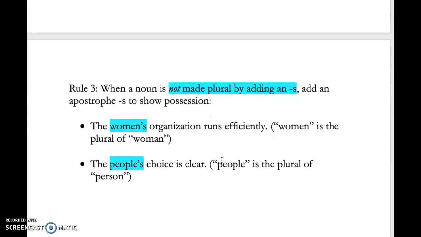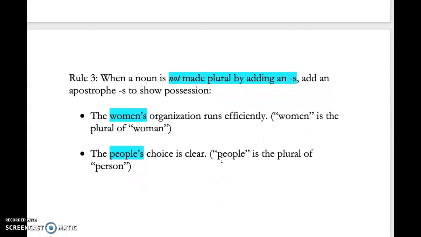There are a few nouns in English that are not made plural by adding an S. Those are irregular nouns. For example, the singular one woman, W-O-M-A-N, if you want to make it plural, you change the A to an E. You don't add an N and an S, right? So in that case, I can just go back to my regular rule of adding an apostrophe S. The women's organization runs efficiently.